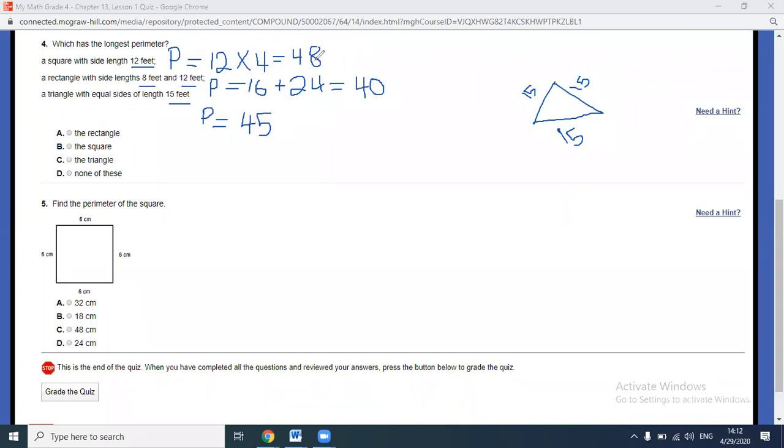Now I have the perimeter of the square. This is for the square, it's 48. For the rectangle it is 40, and for the triangle it is 45. Which one is the longest? Means which one is the greatest one? Which one? A square.